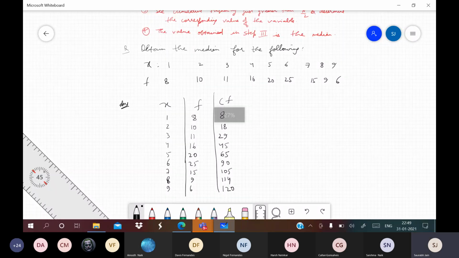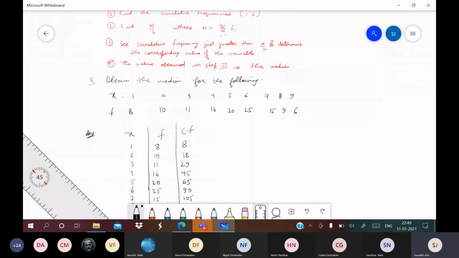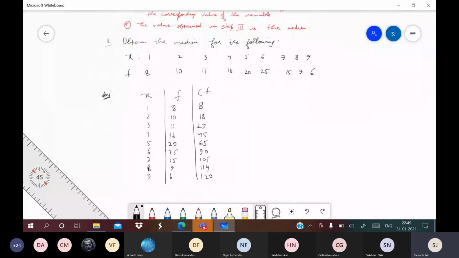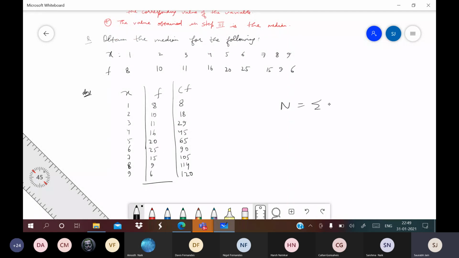Okay. So we have calculated the cumulative frequencies. Find this value also because we have to find n by 2 where n is sigma fi. Sigma fi means sum of all frequencies. Add from here 18, 29, 45. That will be 120 only, right? This will be 120. Sigma fi. So n is 120. So what is n by 2? N by 2 is 60.